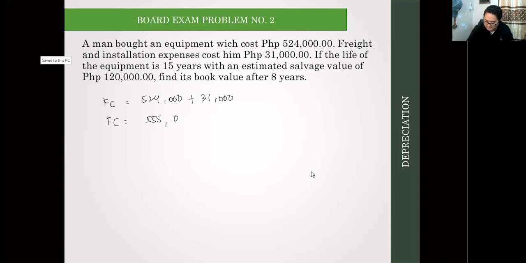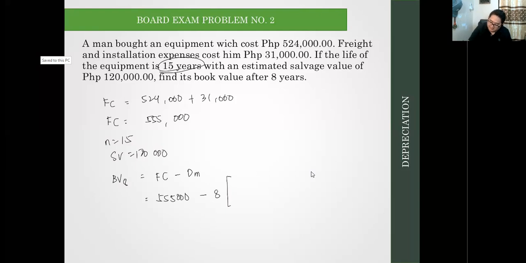Okay? Ito yung first cost natin. Ngayon, life of equipment. So meron tayong N is equals to 15. Salvage value of 120,000. So pinapahanap is si book value at 8. So formula lang natin ulit dyan is FC minus yung depreciation value natin after 8 years. So that will be 555,000 minus ang depreciation natin. So 8 years siya, tapos kailangan natin kunin yung depreciation per year.